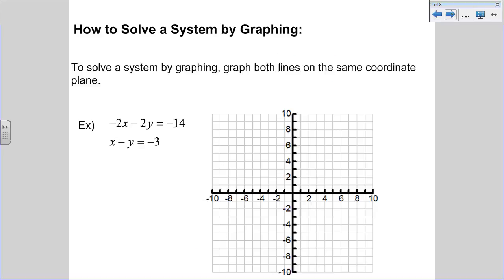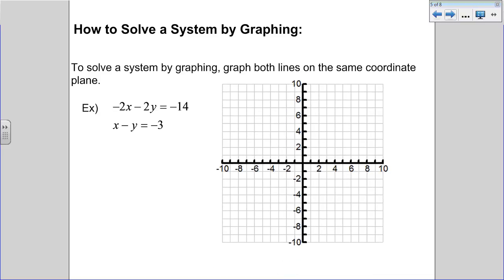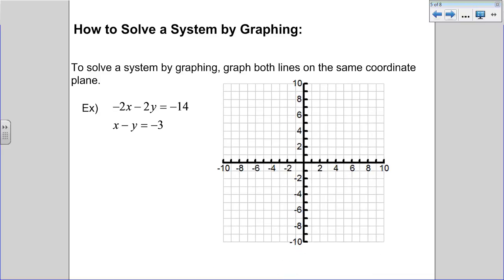All right, so now we need to take a look at how do we solve a system by graphing. We need to graph both lines on the same coordinate plane, and so we have to figure out the best way to graph these two equations. If some of you think back to the end of the first marking period, we talked about graphing using x and y intercepts, so that's one method.